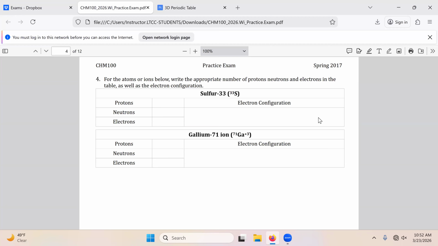Thank you, Corbin. So then gallium, mass number 71. Of those 71, 31 of them are protons. So 40 are neutrons.